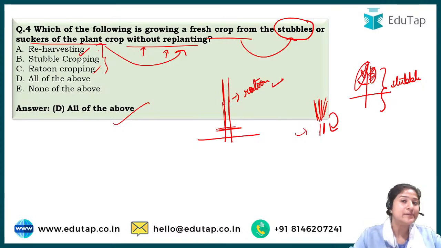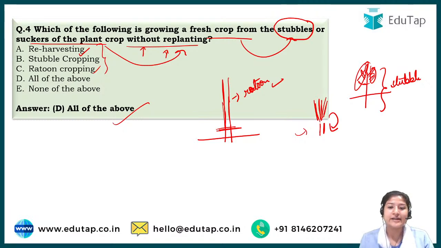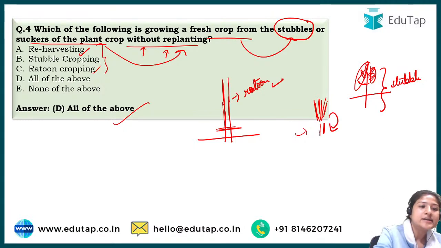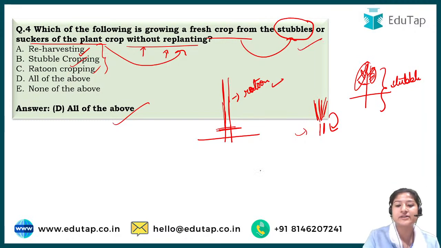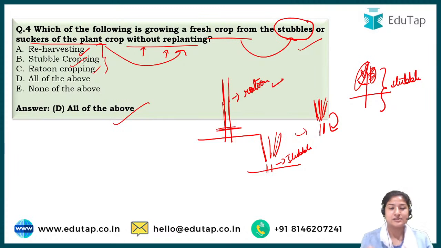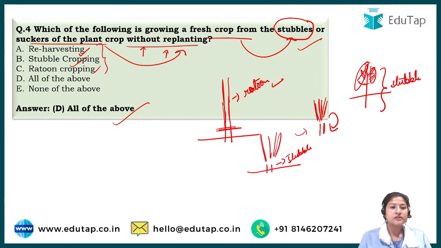What does it mean? Re means again. So you are again harvesting a plant which you have already harvested, right? So that is reharvesting. Then it is stubble cropping. It can also be used. Why? Because I just told you what is stubble, whatever remained, right? When you cut the plant, this is the stubble that remained there, and from this a new plant has emerged, and this is known as reharvesting or stubble cropping or ratoon cropping. I hope this concept is clear to you all. If you are confused, do ask me. I'll clear your doubts regarding this particular concept, right? So I hope this is clear.